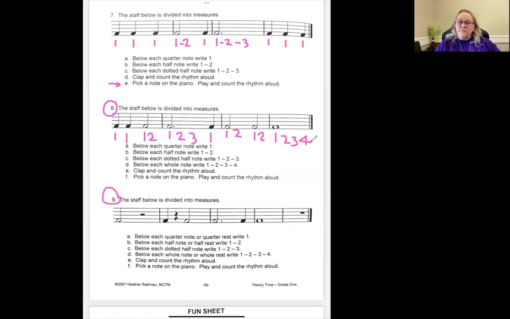Go ahead and finish up this page and don't skip the clapping and talking aloud for your counts and playing a note on the piano and counting aloud while you play on the piano. Have fun with this. Theory makes you a magnificent musician. Have fun with your theory as you finish up page 30.